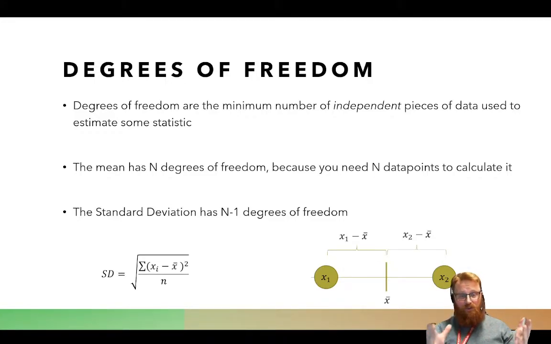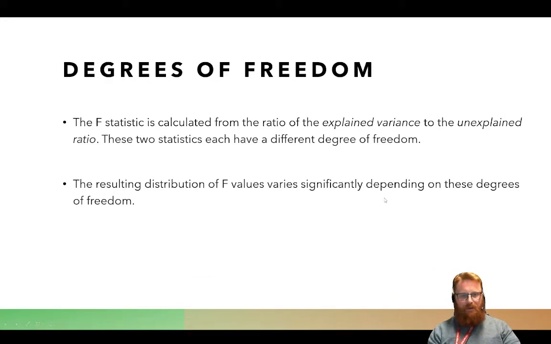It turns out there are a lot of statistics that work on the same kind of logic: once you've calculated something for all but one of the data points, you don't need to calculate it for the last one. There's enough information to calculate that last one. So the F-stat is, of course, the ratio of the explained variance to the unexplained variance. And these two statistics have different degrees of freedom, and the resulting F distribution varies massively depending on the degrees of freedom in those two variances.